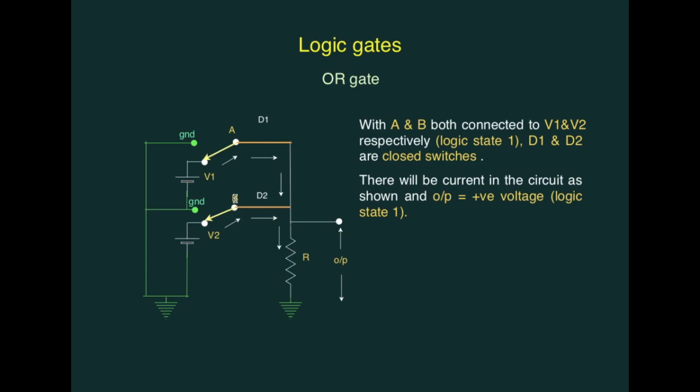If A and B both are connected to the power supplies V1 and V2 respectively, both the inputs A and B will be in logic state 1. In this case, both the diodes D1 and D2 will be forward bias and will be acting as closed switches. This will give current flowing through the resistance R and the output voltage will be a positive voltage which will keep the output in logic state 1.